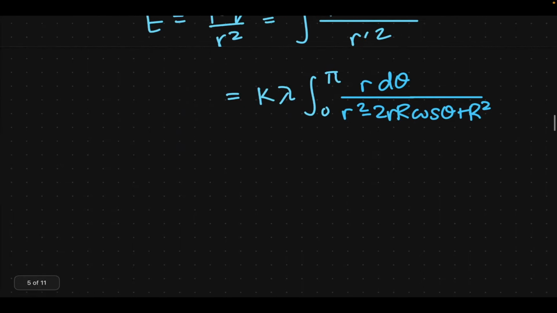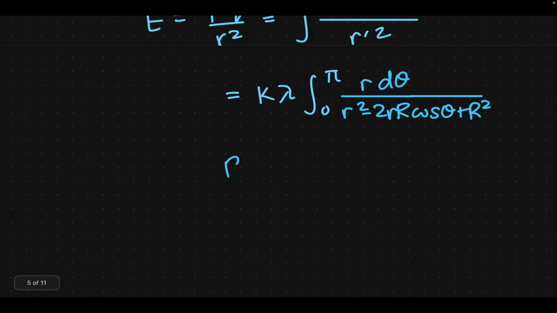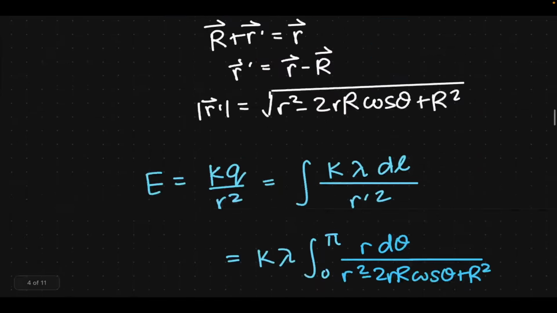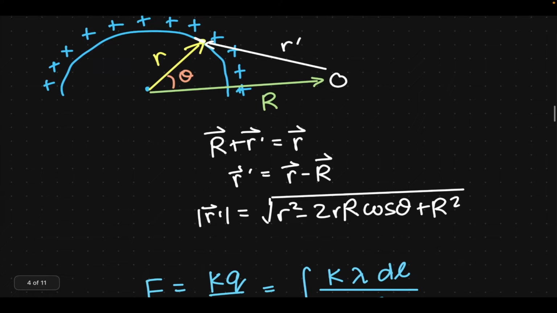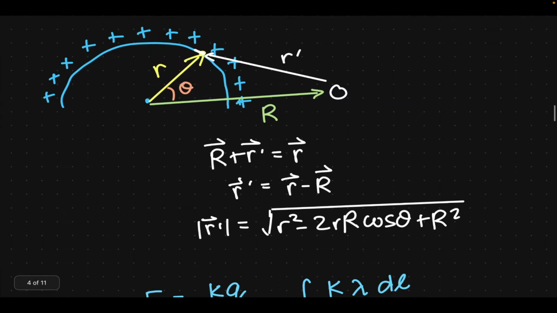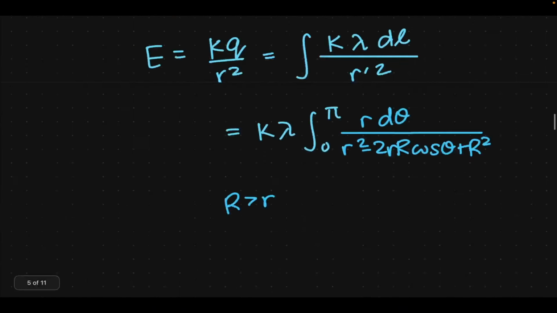The only thing we need to really remember is that capital R is greater than small r, just because of the way the diagram was. The observation point was actually farther off than the radius of this object. Otherwise, the observation point would have just been on top of the surface of this charged object, or even inside.